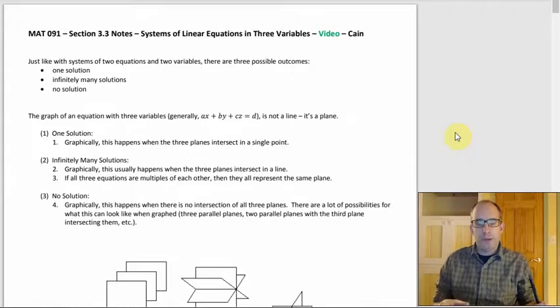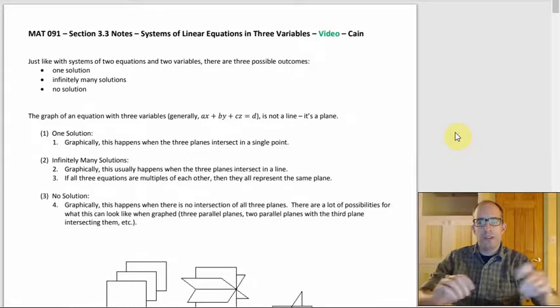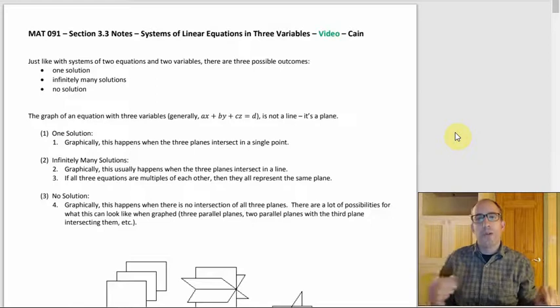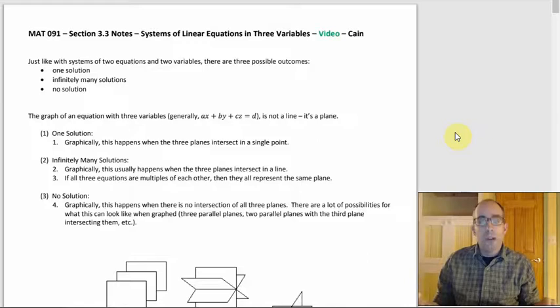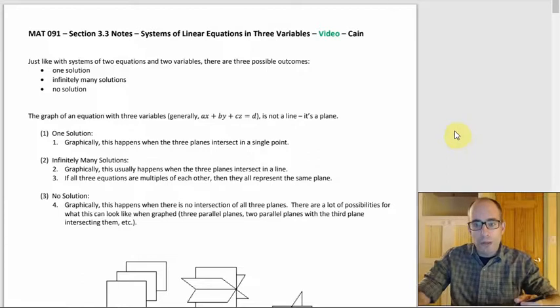Section 3.3 is sort of an extension of Section 3.1, where in Section 3.1 we had systems of linear equations, but they were two equations with two variables, and now here we've got three equations with three variables. There are some things that are going to remain the same, but there are going to be some things that are new here. So one thing that's the same is the types of solutions that you can have.